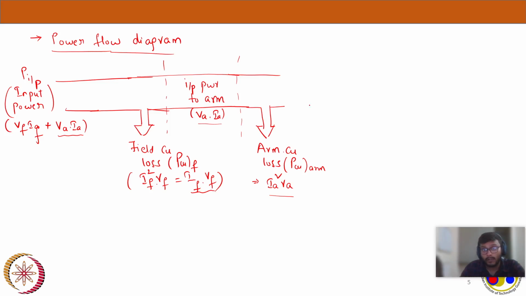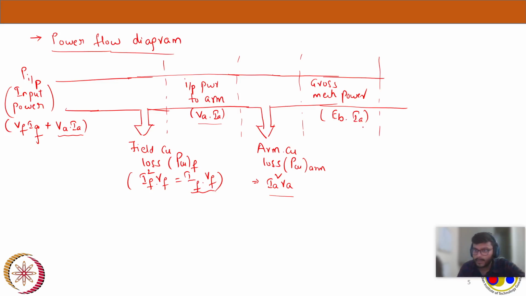So what is the name of that power? What will be the power which will be obtained after subtracting this armature copper loss? Anyone? It is nothing but gross mechanical power. What is the expression for it? EB into IA. That is the gross mechanical power.